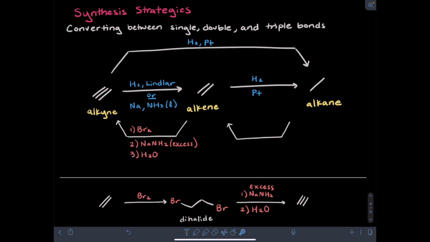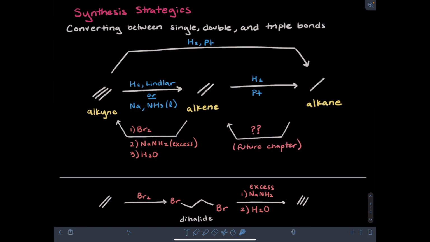Then you would have a sequence of 2 steps. First, treatment with excess NaNH2 to do a double elimination reaction. Then treatment with water to go from an anionic intermediate to the neutral alkyne final product.